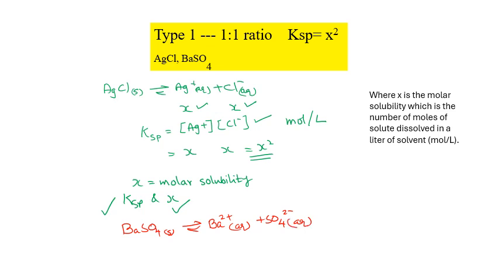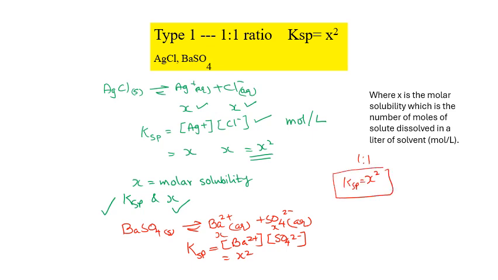So how are we going to write the K expression? KSP equals concentration of barium ion times concentration of SO4 2- ion. So we can write this one as x, this one as x. So we will get again x squared, right? So whenever there is a 1-to-1 ratio of ions, we will get x squared. That is KSP equals x squared. We can directly do that even without doing the RICE table, correct? If it is just a direct question like that. We will discuss different types though, okay?